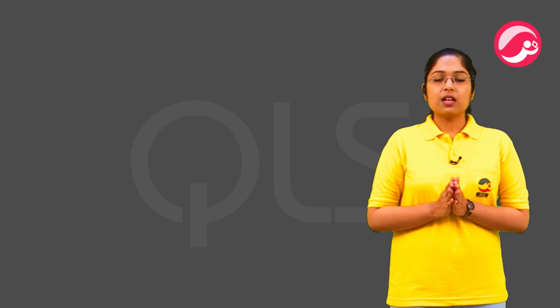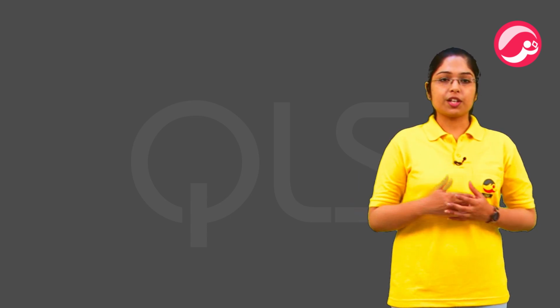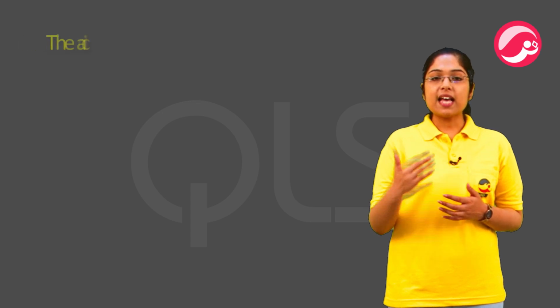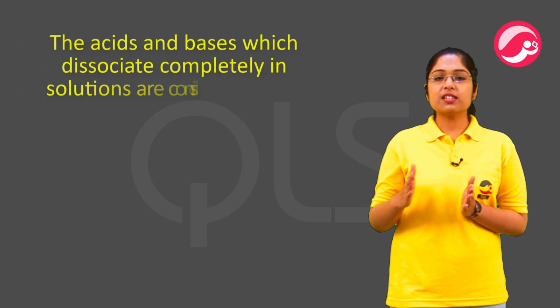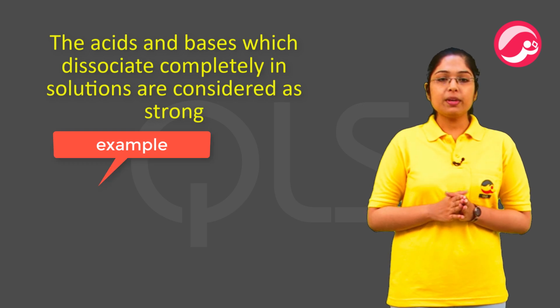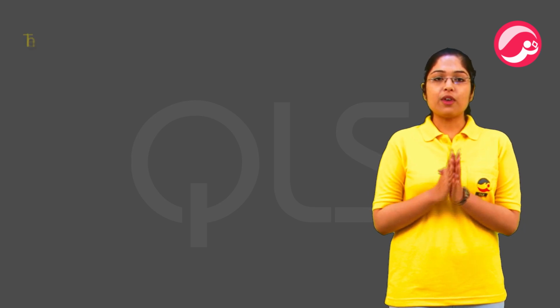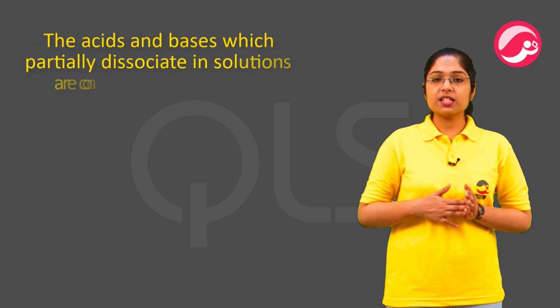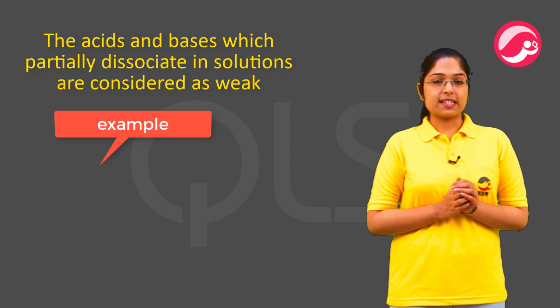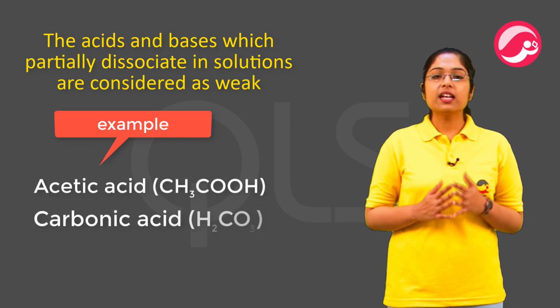Now, let's classify salts. Firstly, let's classify them based on the acids and bases they have formed from. सॉल्ट्स किस तरह के एसिड्स एंड बेसिस से फॉर्म हुए हैं उनके बेसिस पे हम उन्हें क्लासिफाई करते हैं. हमने लास्ट क्लास में देखा था कि एसिड्स एंड बेसिस दो तरह के होते हैं, स्ट्रॉन्ग एंड वीक. द एसिड्स एंड बेसिस विच डिसोसिएट कंप्लीटली इन सॉल्यूशंस आर कंसिडर्ड एज स्ट्रॉन्ग. फॉर एग्जांपल हाइड्रोक्लोरिक एसिड, सल्फ्यूरिक एसिड, सोडियम हाइड्रोक्साइड. While the acids and bases which partially dissociate in solutions are considered as weak. For example, acetic acid, carbonic acid.